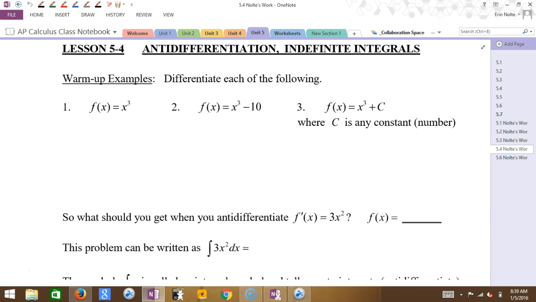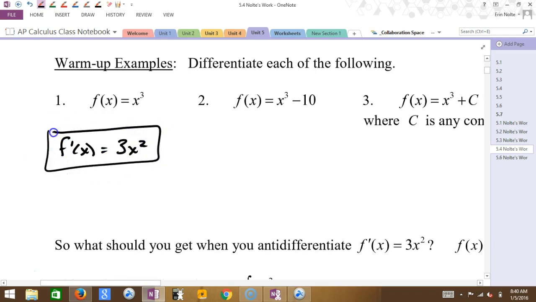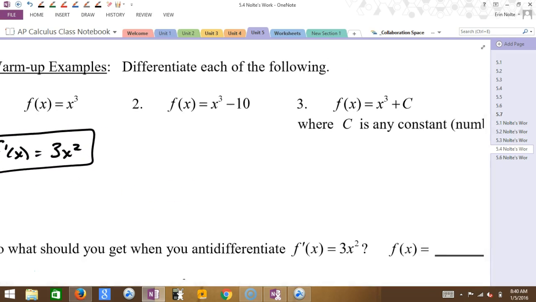Alright, we ready? So what is the derivative of x cubed? Oh, good. Look at her just doing math as she sits down. Okay, what's the derivative of x cubed minus 10?